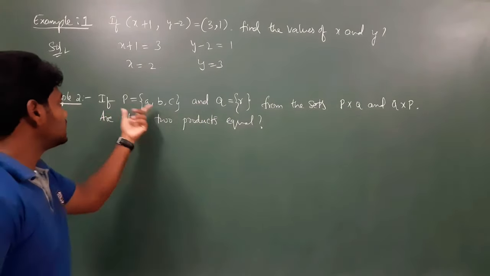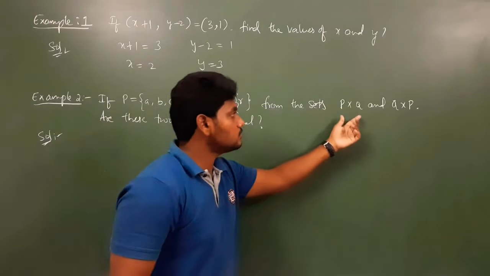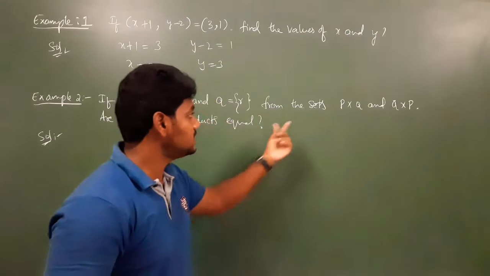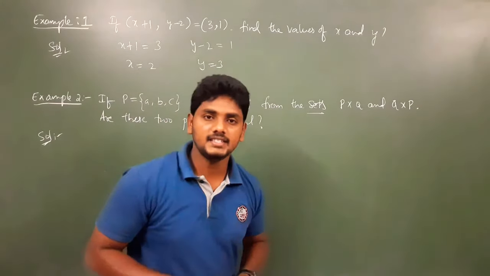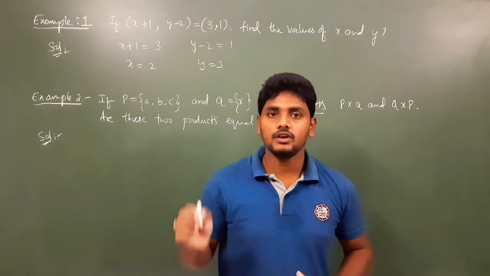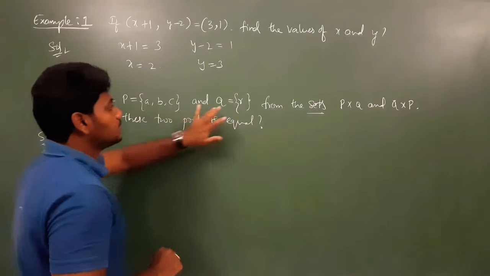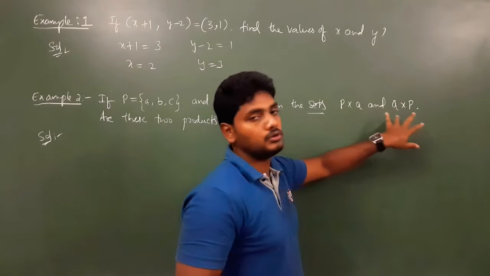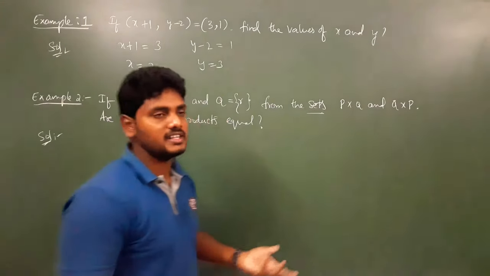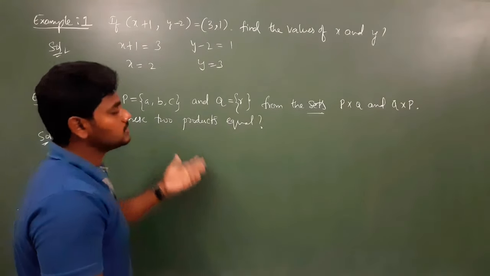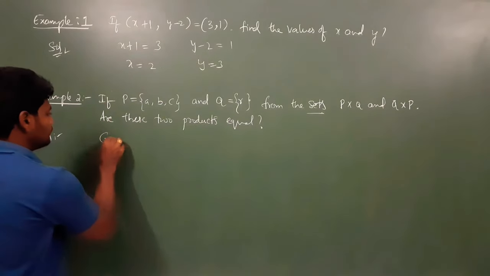Next, example 2. If set P is {A, B, C} and the set Q is {R}, form the sets P cross Q and Q cross P. If A is a set and B is a set, what is the Cartesian product A cross B? That is also in terms of flower brackets, that is also a set only. So by using the P and Q sets, from P cross Q and Q cross P, they are asking whether these two products are equal or not. To tell whether those are equal or unequal, first we need to find those two sets now.